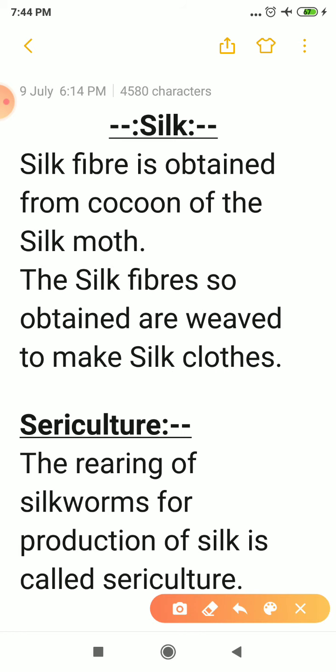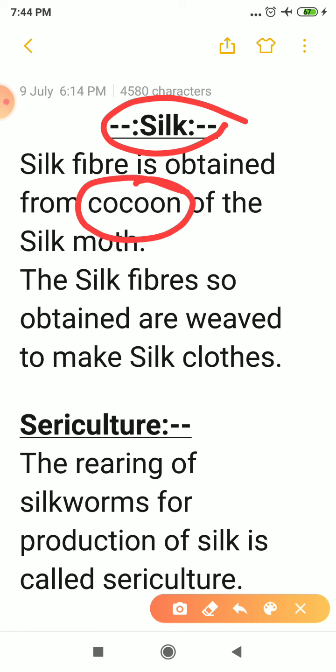Silk. What is silk? Silk is an animal fiber that is obtained from the cocoon of the silk moth. Now the question arises, what is a cocoon? We will discuss this cocoon later. Silk is an animal fiber that is obtained from the silk moth. Silk fibers so obtained are woven and made into silk cloths.